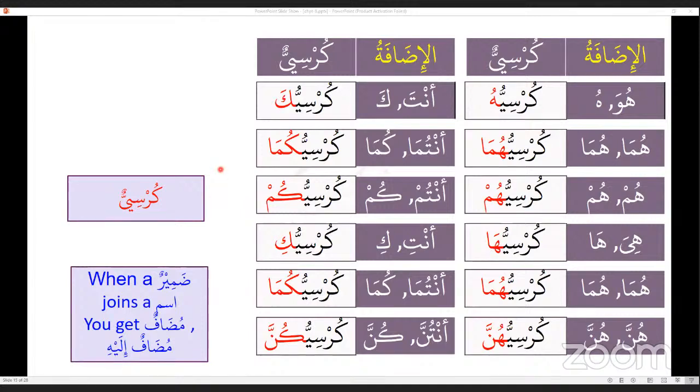What is the meaning of kursiyukunna? For female, sir. What's the meaning? Can you tell me the translation? Their chair. No. Kursiyukunna. For all, Antunna, sir. Plural. What is the meaning of Antunna? There, for all. So what is the meaning of Hunna? For all, sir. Okay. What is the meaning of Hunna? Male.